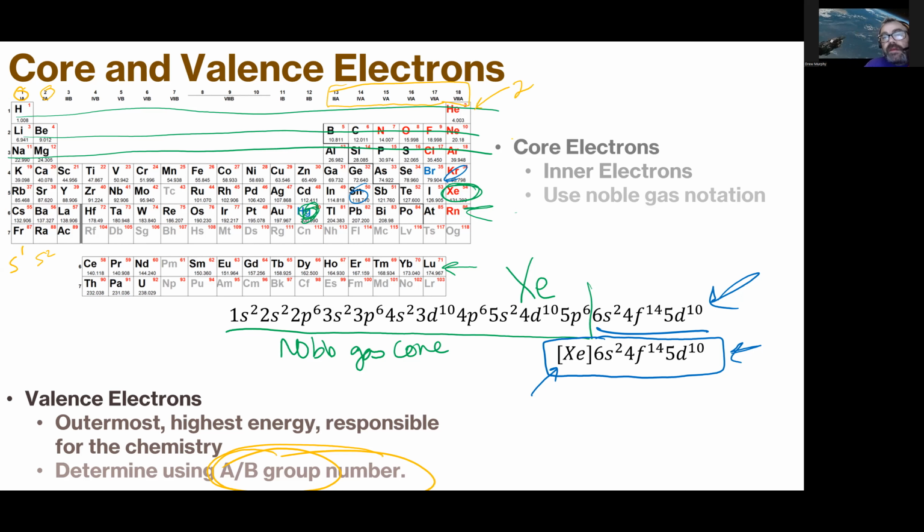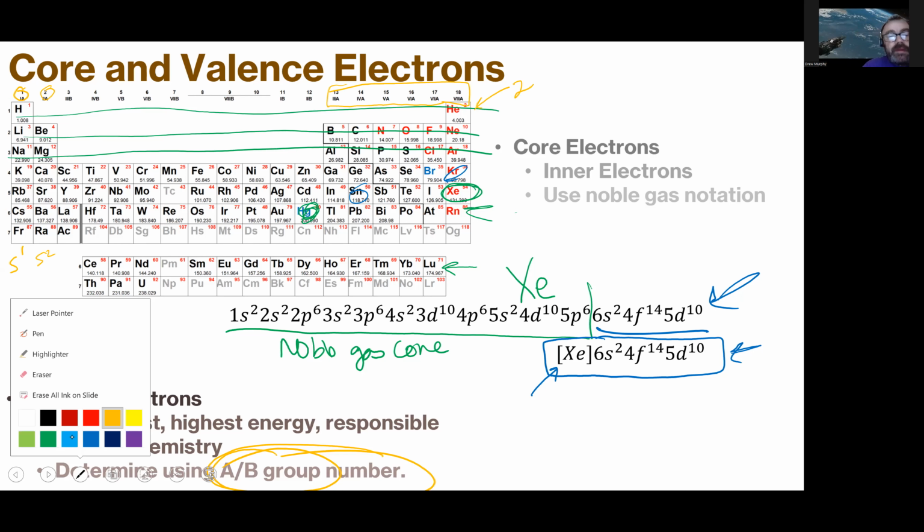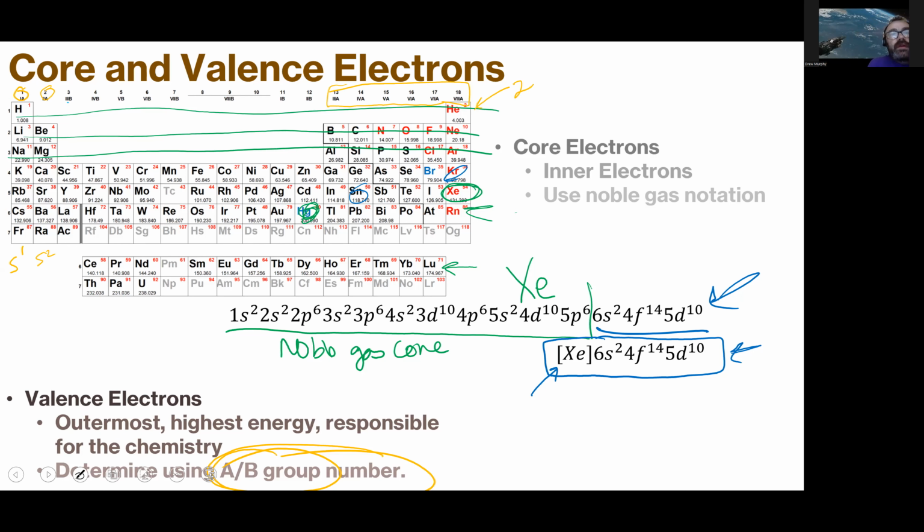Transition metals, the B group numbers are weird, but the B group numbers tell you the valence electrons. So 3, 4, 5, 6, 7, 8, 8, 8, 1, 2. It doesn't make sense. We'll get into it later. Okay. The A and B group number is the number of valence electrons.